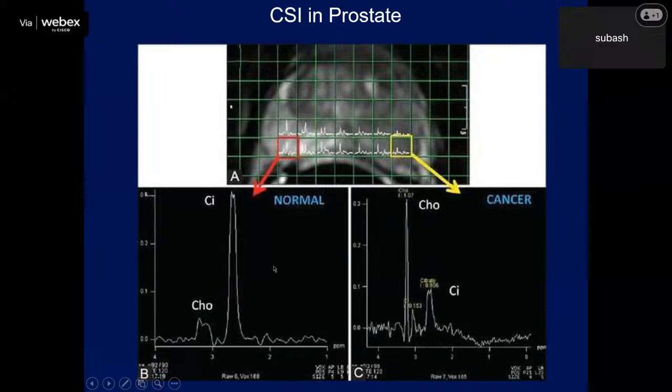Similarly, prostate cancer is a very common cancer in males. In a normal prostate, you have a very huge peak of citrate and a very small peak of choline. But if there's prostate cancer, you can see citrate is almost vanished, but there's a very high choline. So you can immediately make out whether this tumor in the prostate is benign or cancerous. This is a very direct application of MRS in detection of prostate cancer and breast cancer.